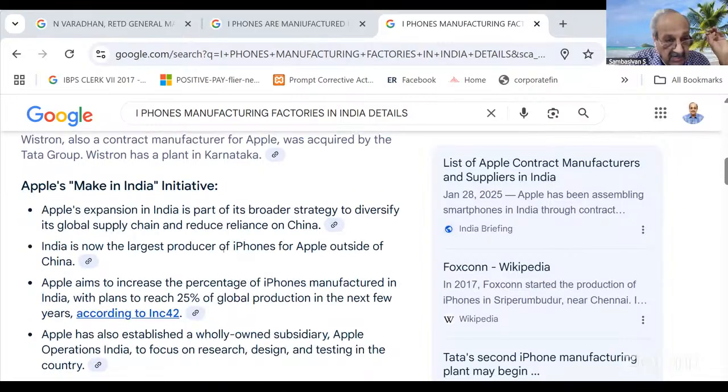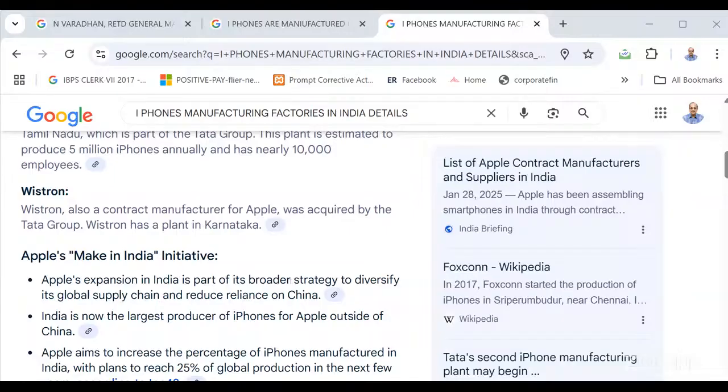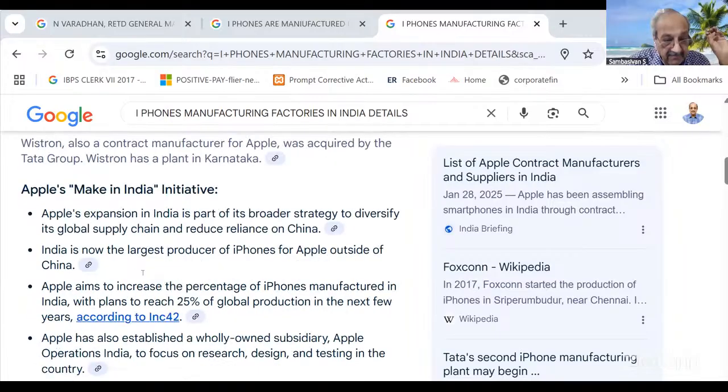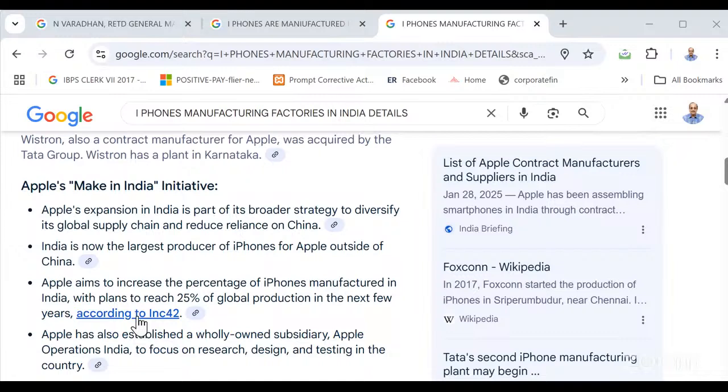Oh, good. Continue. Wistron, also a contract manufacturer for Apple, was acquired by the Tata Group. Wistron has a plant in Karnataka. Acha, good. Make in India initiative: Apple's expansion in India is a part of its broader strategy to diversify its global supply chain and reduce reliance on China. India is now the largest producer of iPhones for Apple outside of China. Apple aims to increase the percentage of iPhones manufactured in India, with plans to reach 25% of global production in the next few years.